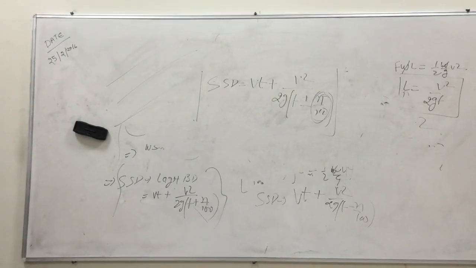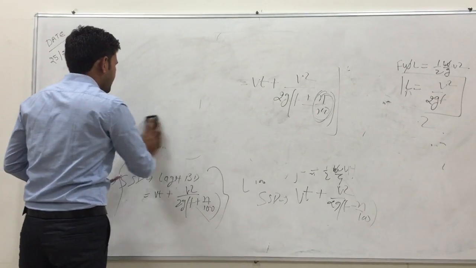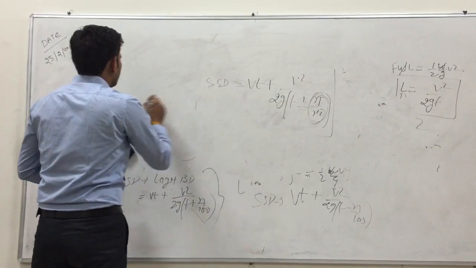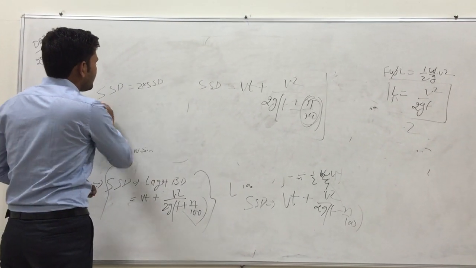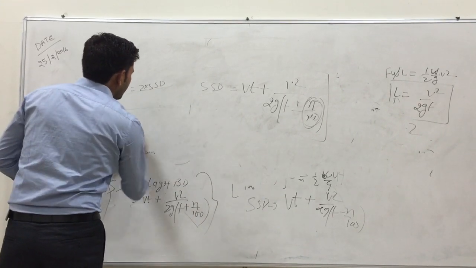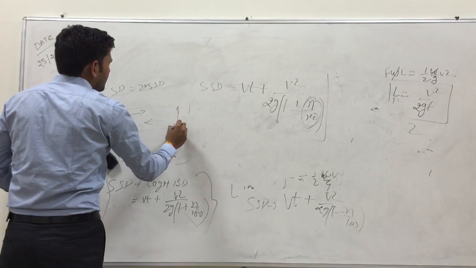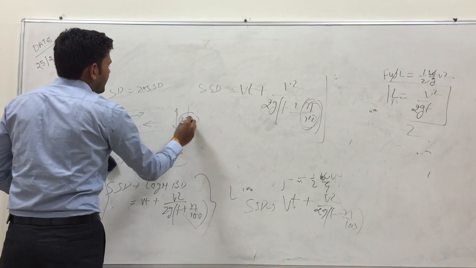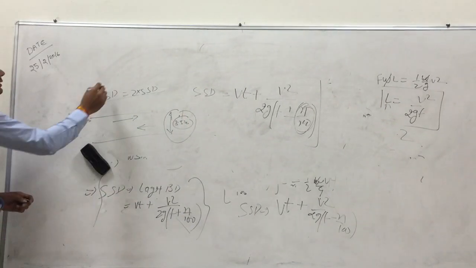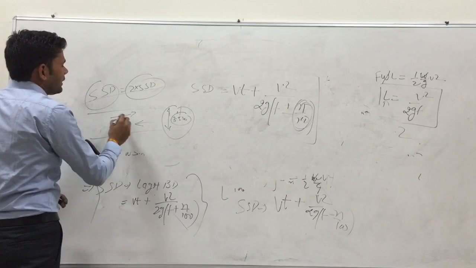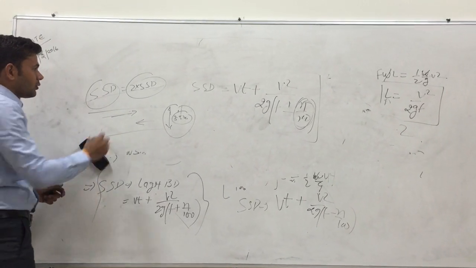Second is this, for a single lane road and two-way traffic, we consider SSD equal to twice the SSD. That means there is a single lane of 3.5 meter width, but the movement of traffic is two-way. So then we consider SSD equal to twice the SSD, because at that time the chances of an accident are more, so we have to concentrate on this point.